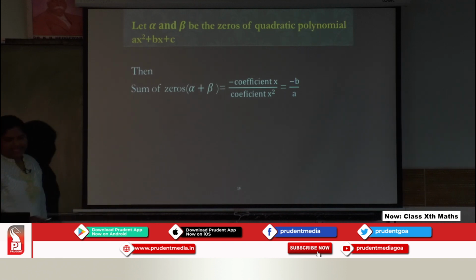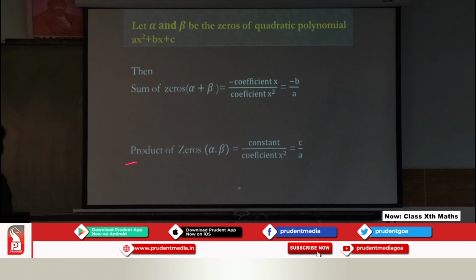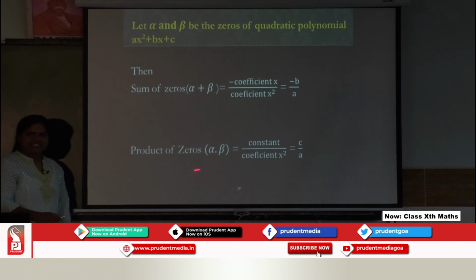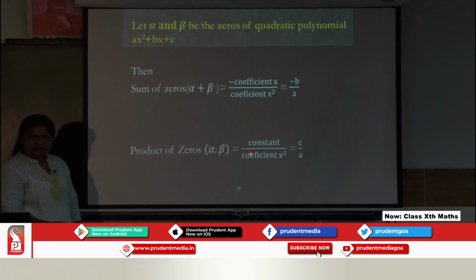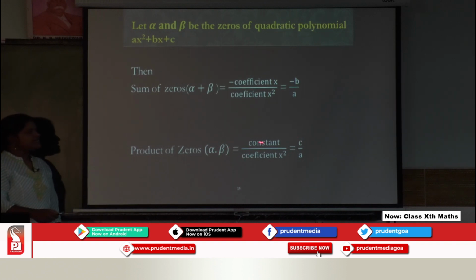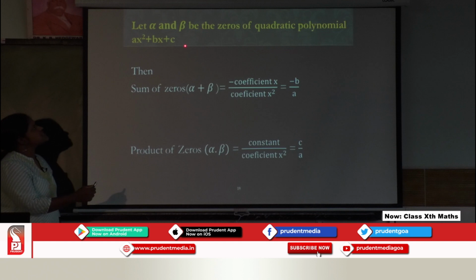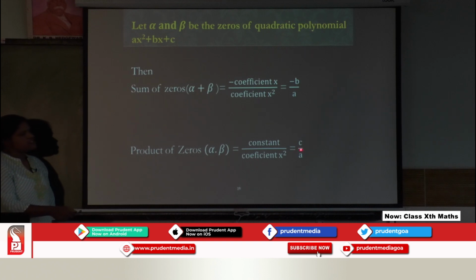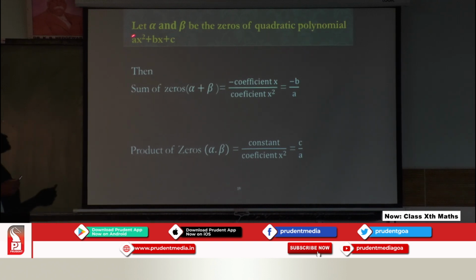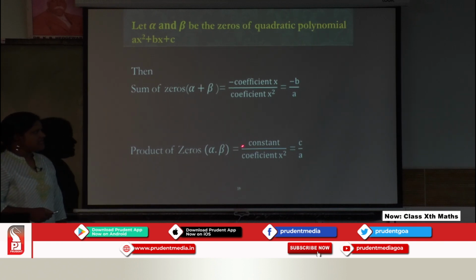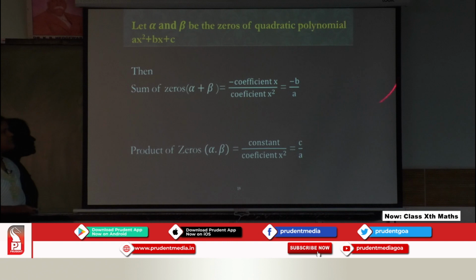Next is the product of zeros. Product of zeros means we multiply these two answers, alpha multiplied by beta, and the formula is constant upon coefficient of x square. What is the constant? It is the last term in the polynomial, so it is c, upon the coefficient of x square, which is a. So the product of zeros, alpha multiplied by beta, is equal to c upon a. These two formulas are very important for the further calculations.